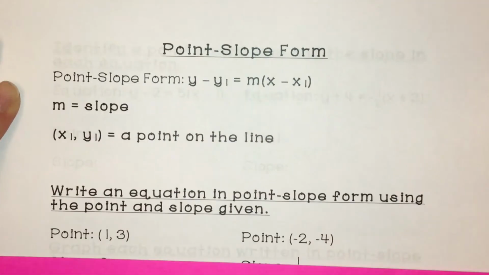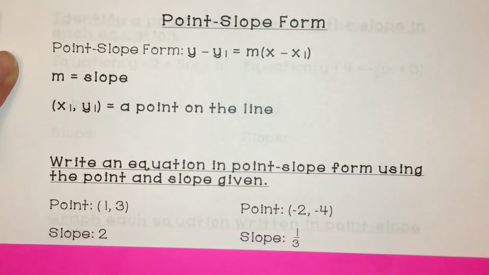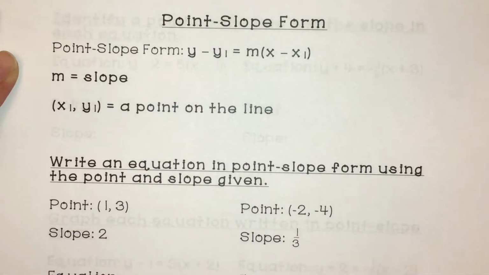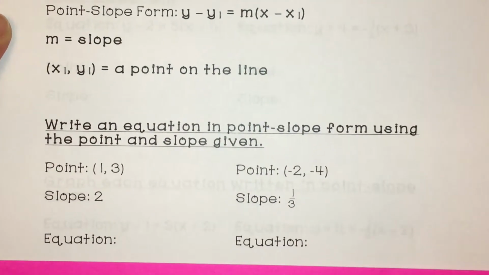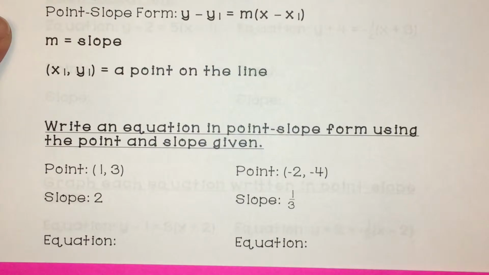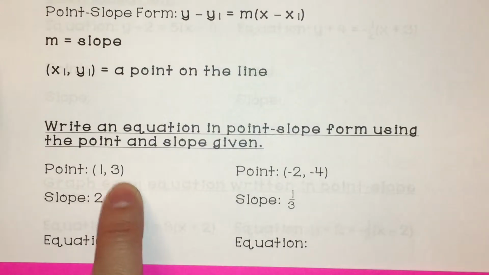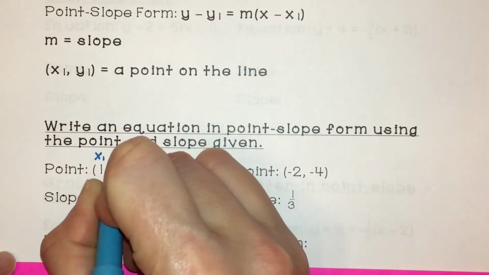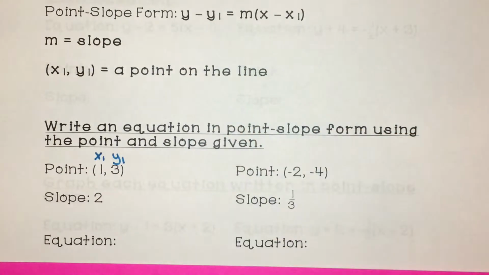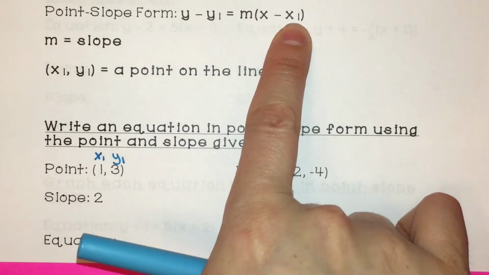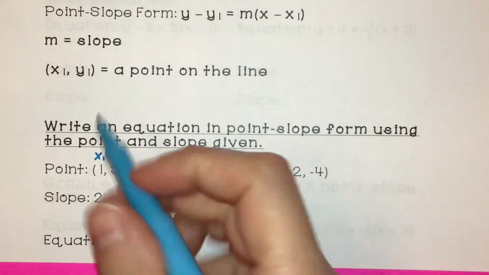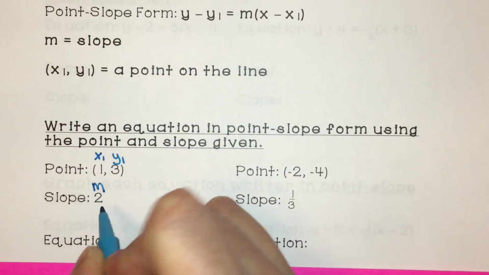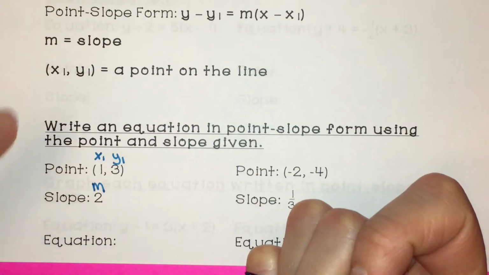So we're going to write an equation in point slope form using the point and slope given. So in this first one, we're given the point (1, 3), and the slope is 2. So we have x sub 1 and y sub 1 because we're putting that little 1 because it's our 1 point, and that's what we're plugging into the formula for that x sub 1 and y sub 1. M is our slope, so we're just going to plug these values in.